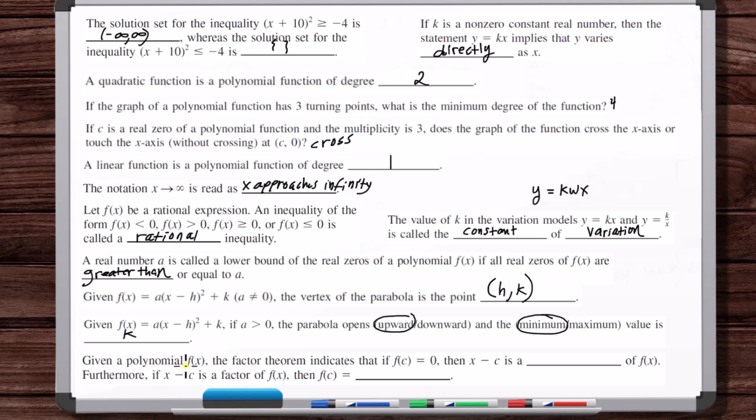Given a polynomial f of x, the factor theorem indicates that if f of c is equal to 0, then x minus c is a factor. That's the factor theorem. If you can plug into a polynomial expression a value of x that makes the polynomial exactly equal 0, then you can take what you plugged in, put it into an x minus c expression, and that's going to be a factor of the polynomial. Furthermore, if x minus c is a factor of f of x, then f of c is equal to 0. That's the factor theorem.